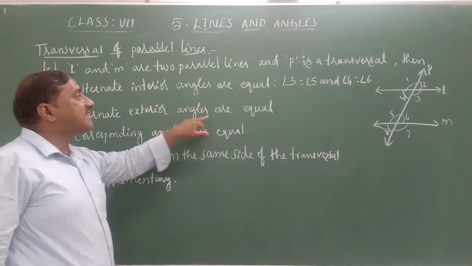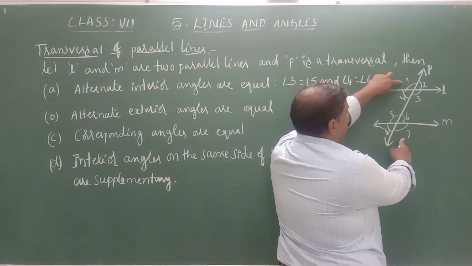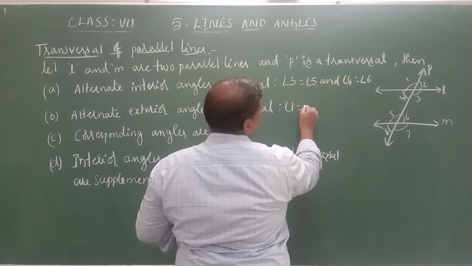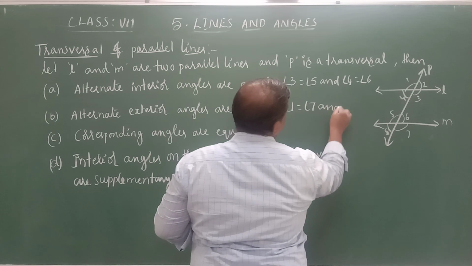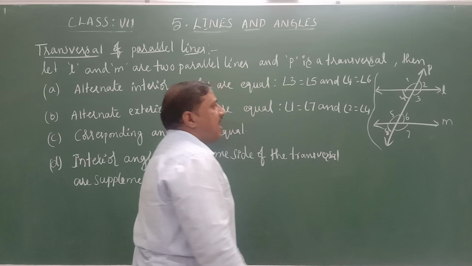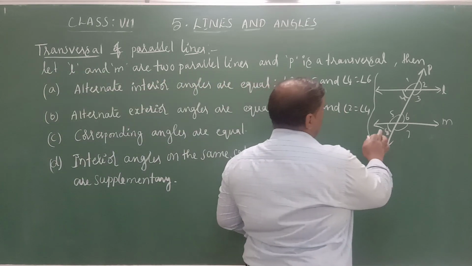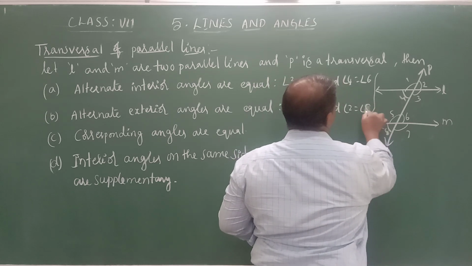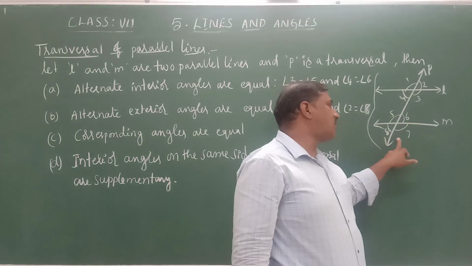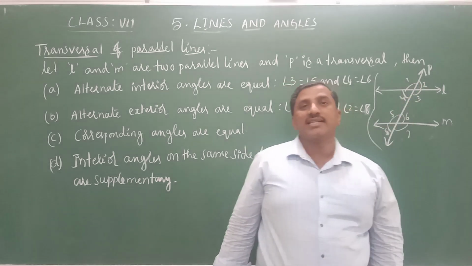Now alternate exterior angles are also equal. That is angle 1 and angle 7, angle 2 and angle 8. Angle 1 is equal to angle 7 and angle 2 is equal to angle 8. If angle 1 is 150 degrees, angle 7 is also 150 degrees. If angle 8 is 30 degrees, angle 2 will be 30 degrees.